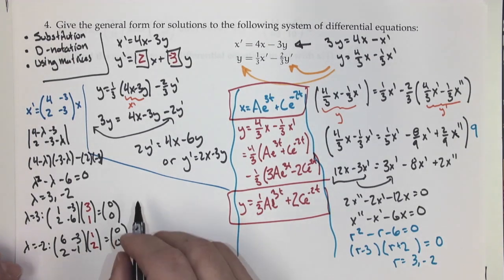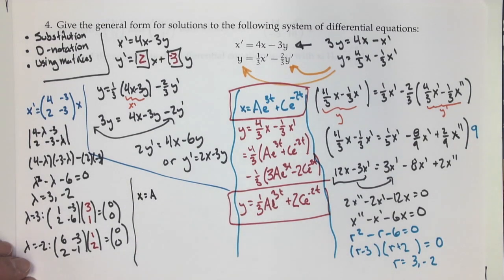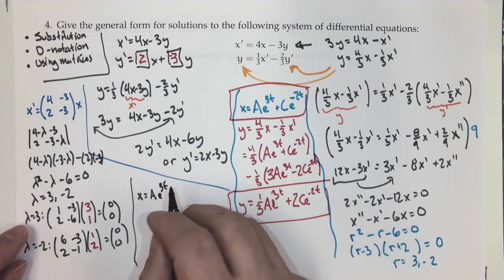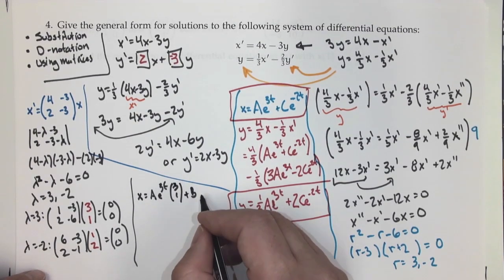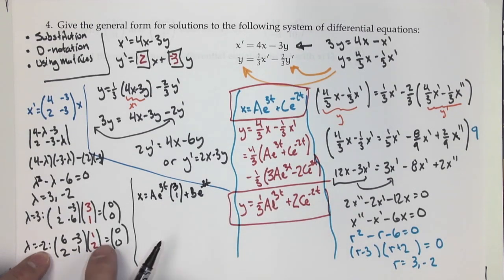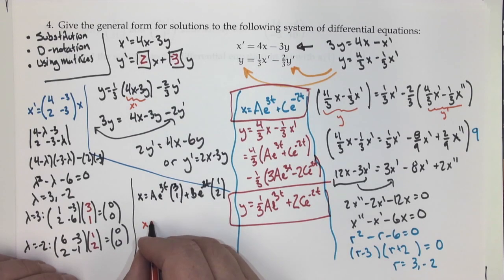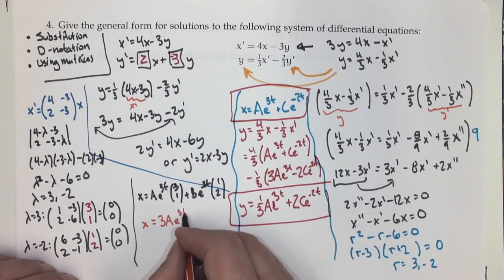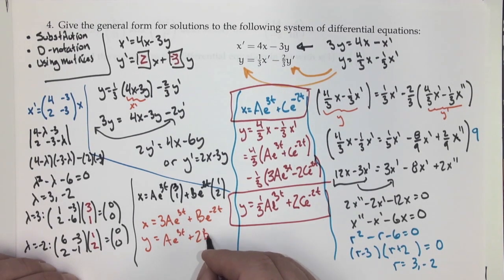So now, what do we get? Well, our vector form looks like some constant A times e to the 3t, so the 3 being the eigenvalue, vector 3, 1, plus some constant b, e to the minus 2t, that's our eigenvalue, times 1, 2. And now, the last part is just to say, oh, I can just separate these. And so, if you read off the top entry, you get x equals 3a e to the 3t plus b e to the minus 2t, and you get the bottom entry, y will be a e to the 3t plus 2b e to the minus 2t.